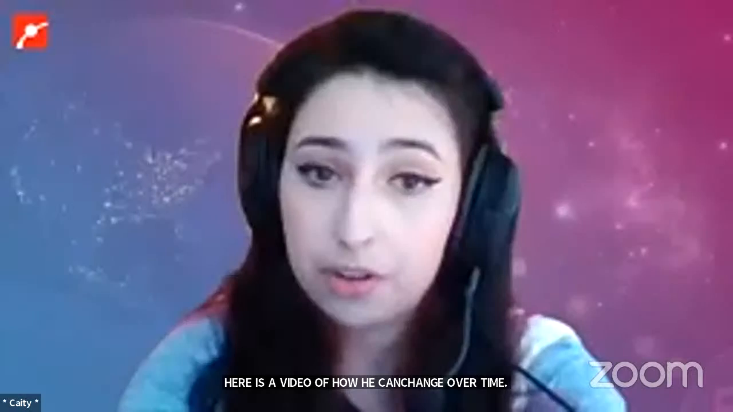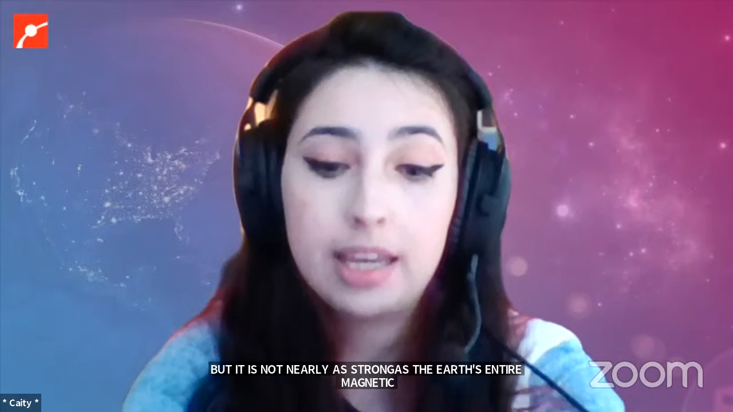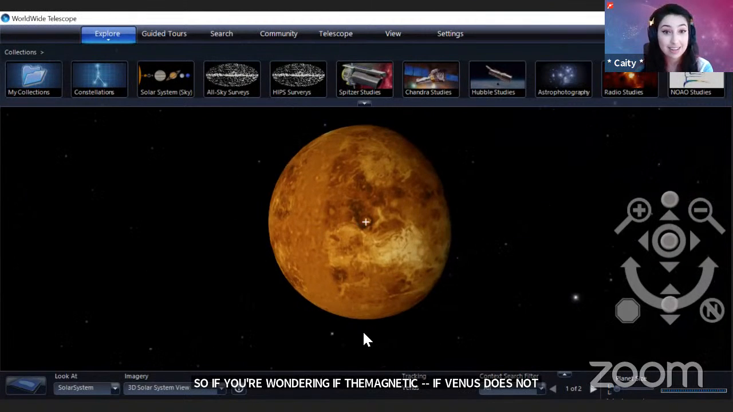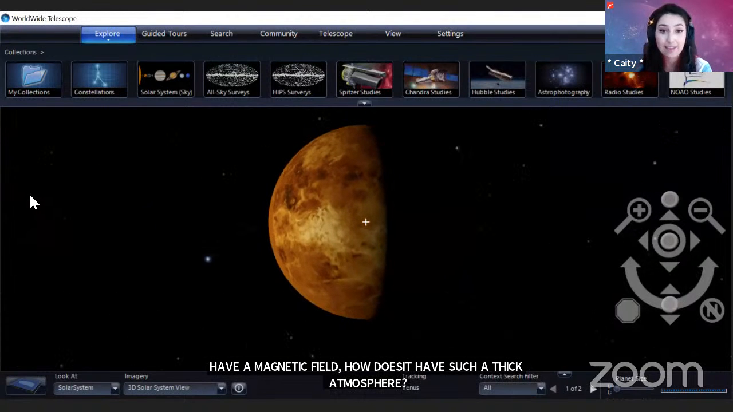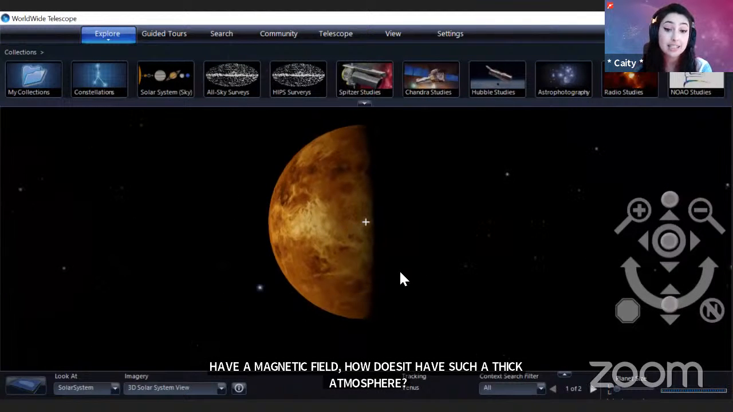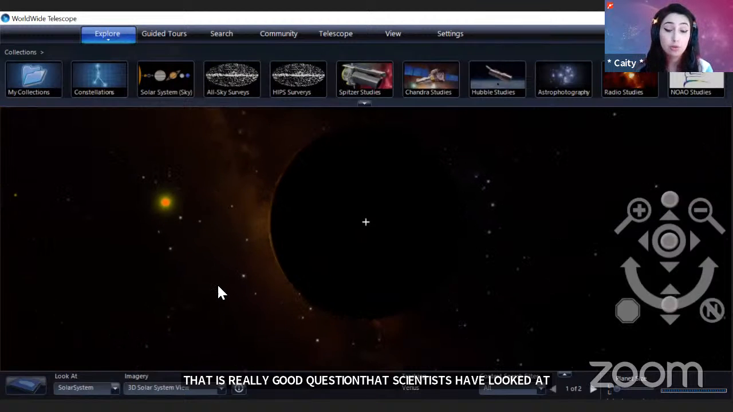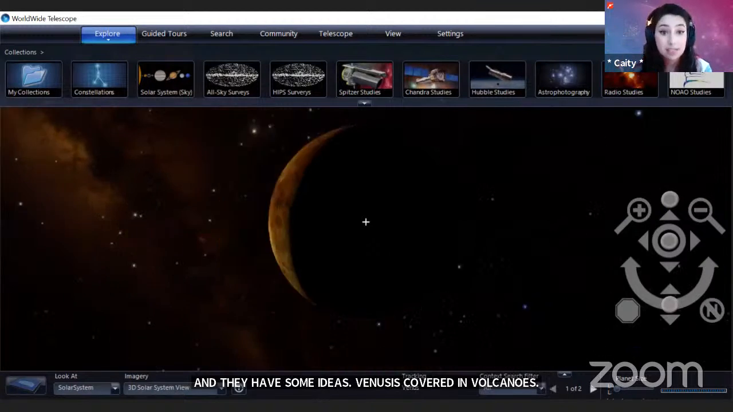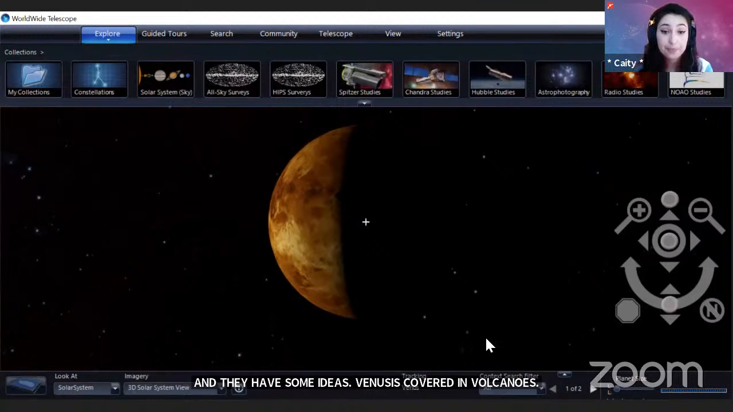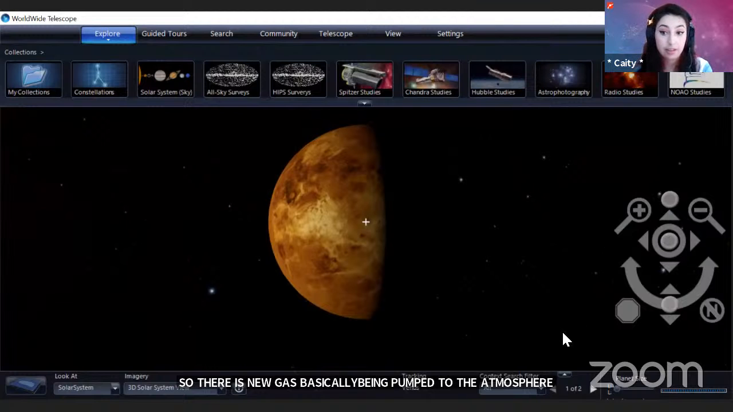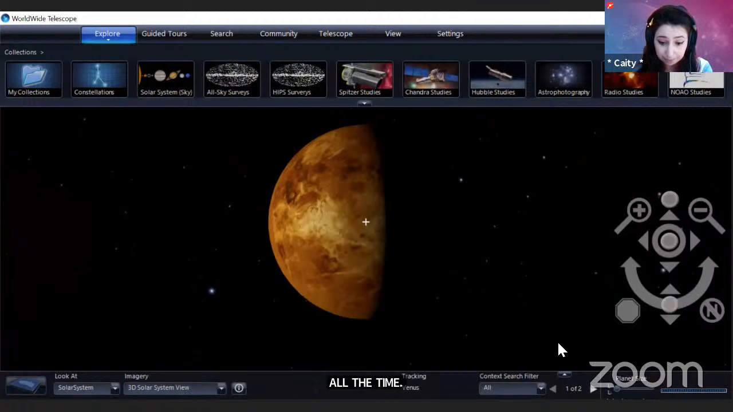And so now if you're wondering, if Venus doesn't have a magnetic field, how does it have such a thick atmosphere? Which is a really good question that planetary scientists have looked at, and they have some ideas. Venus is covered in volcanoes. So there is new gas basically being pumped into the atmosphere all the time. So that's kind of one source of the material in Venus's atmosphere.